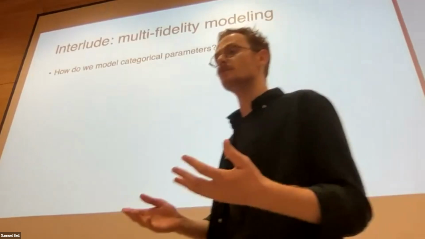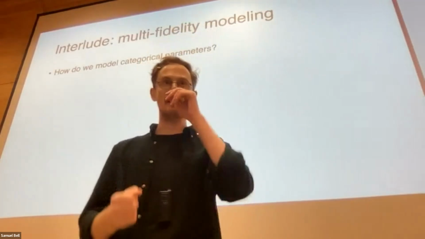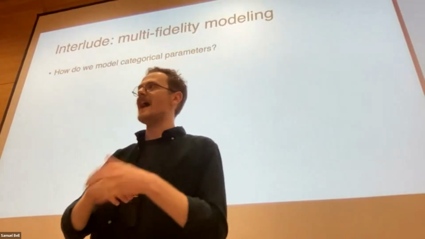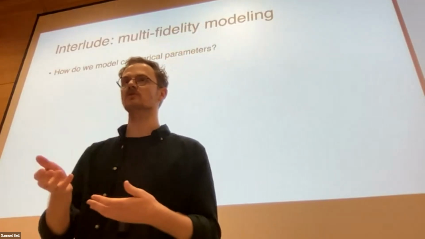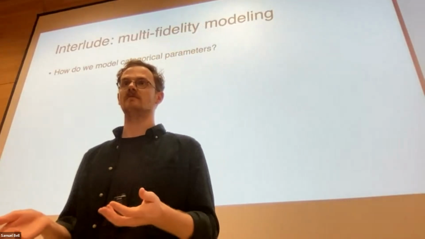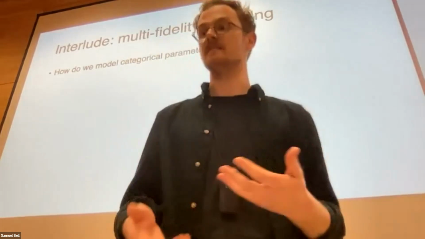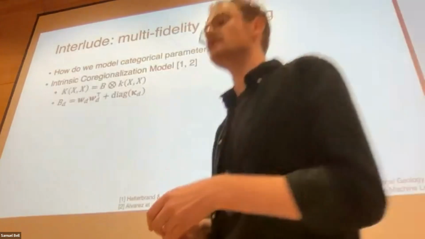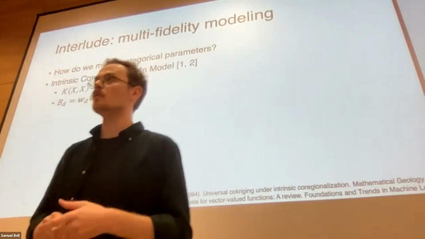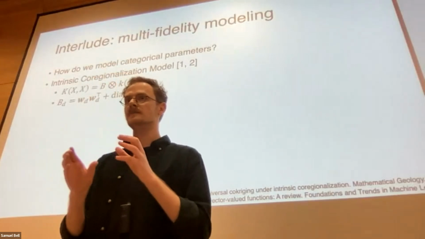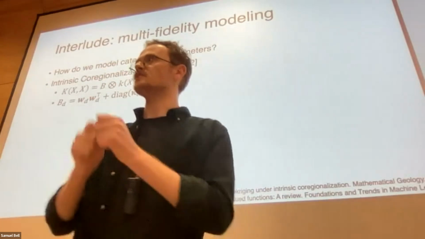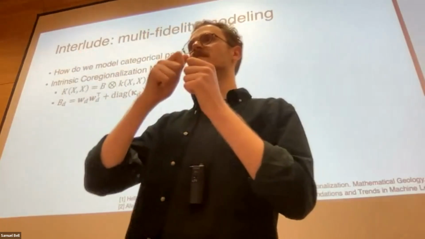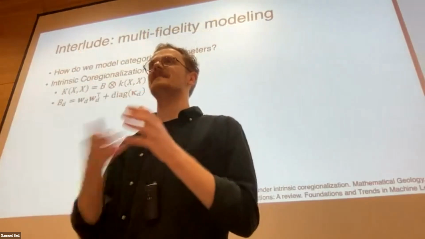So how are we going to model these categorical parameters? The way that we're going to do that is we're going to treat every data set and every model as a different output function. So you could think about them as different fidelities. And one way of doing this is with an intrinsic co-regionalization model, where we basically scale up our kernel by this matrix B, such that we have independent but interrelated outputs.